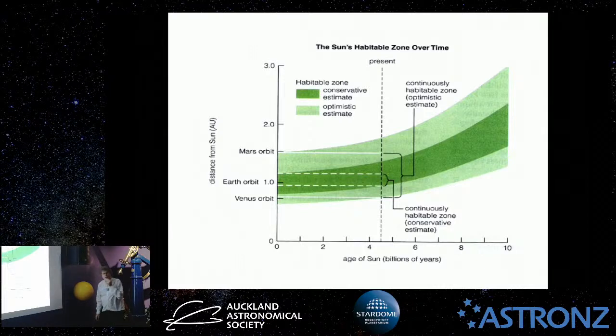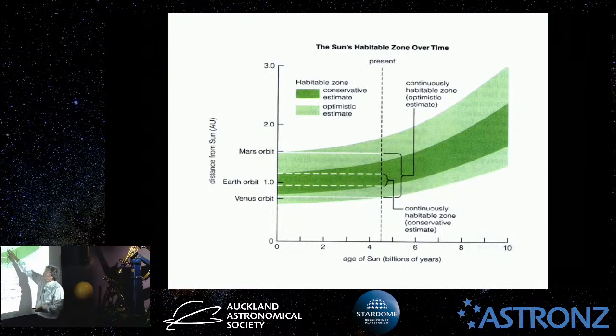One other interesting thing about the habitable zone is that as stars burn their hydrogen into helium, the helium ash goes in the middle, and stars get brighter. The sun in the last 4 billion years has gotten about 30% brighter. What that means is that the habitable zone recedes because the sun is getting brighter. And that's what this shows. Here's the age of the sun in billions of years. Here we are today. The habitable zone goes like this, and as the sun gets hotter, the habitable zone gets further and further away.